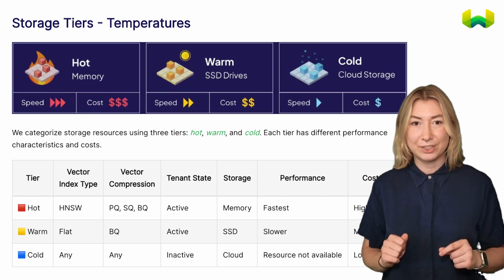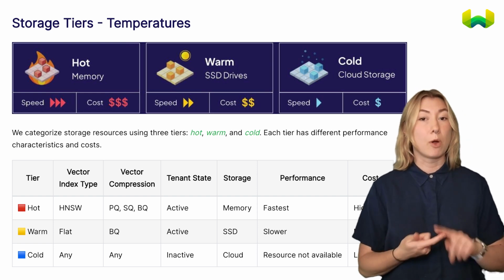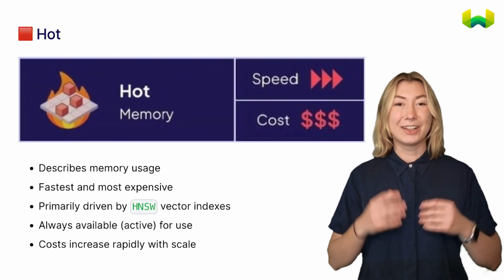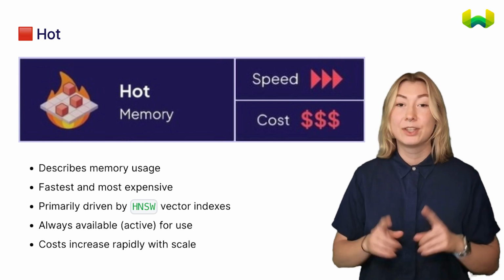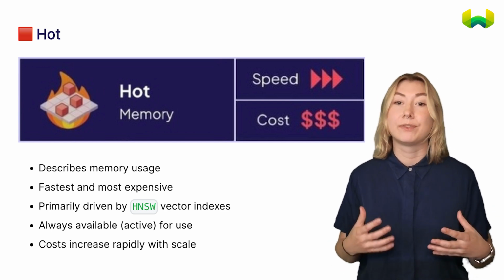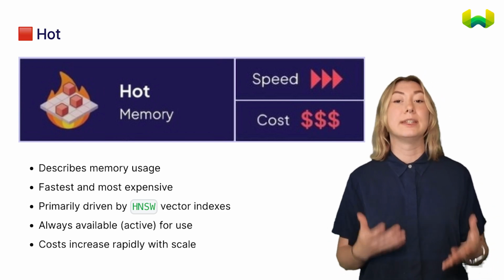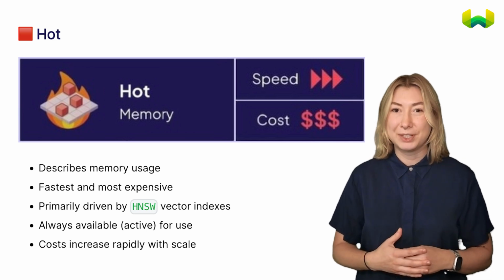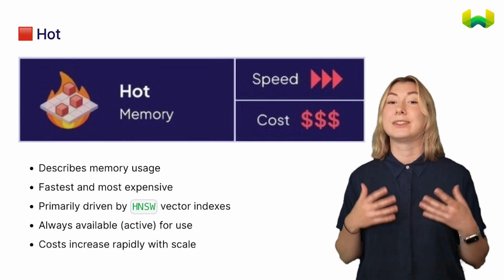Before we start with the decisions, let's quickly review what hot, warm, and cold storage tiers look like. Hot storage holds a vector index in memory, so it's super speedy and primarily driven by our HNSW type vector indexes. It's also always available for users, so it takes the most amount of resources to keep running.